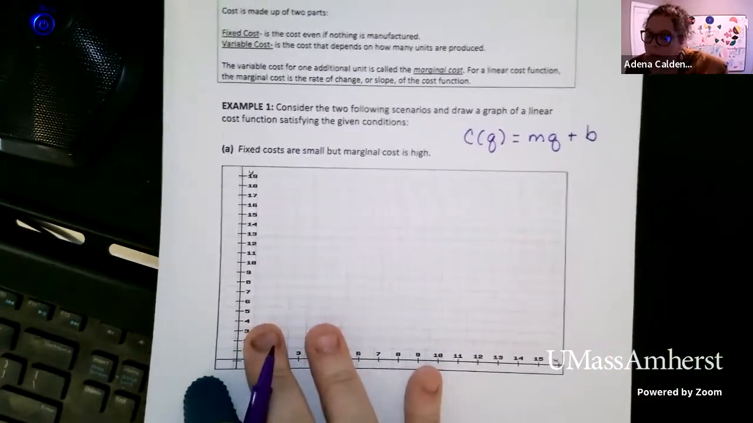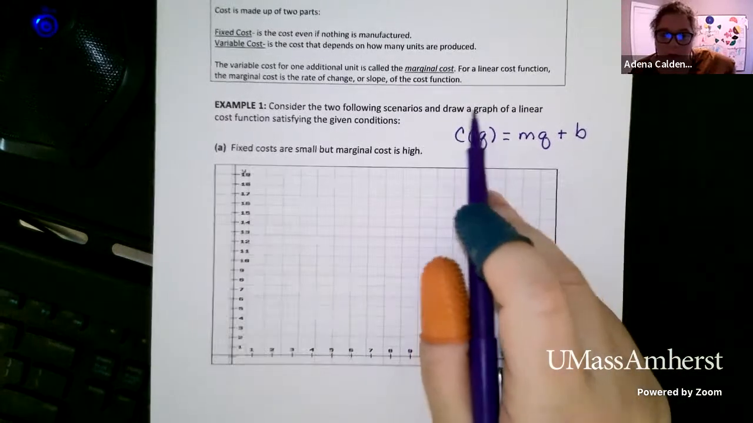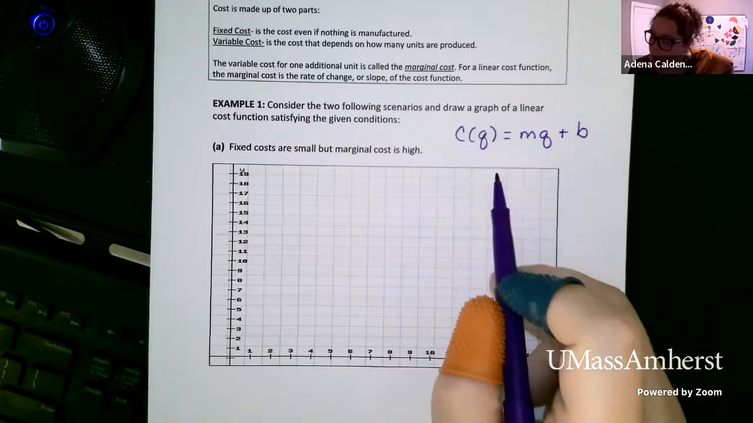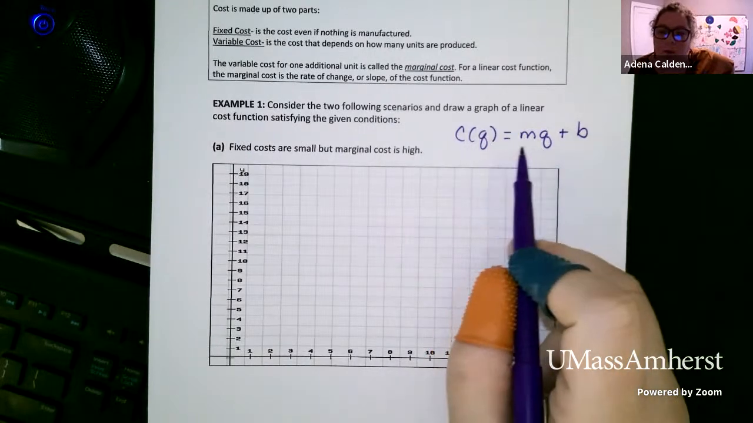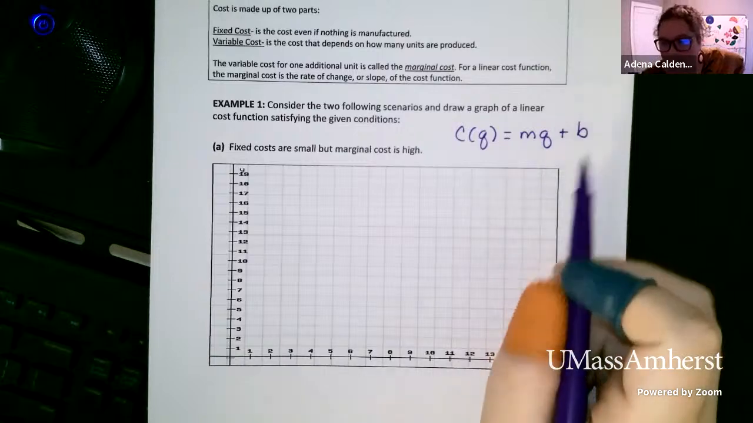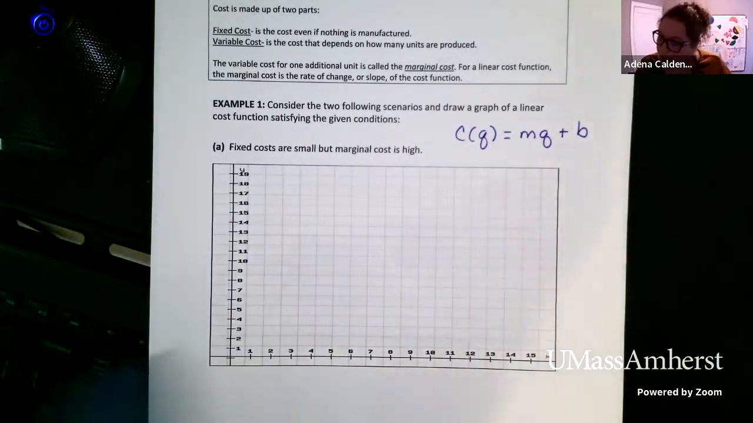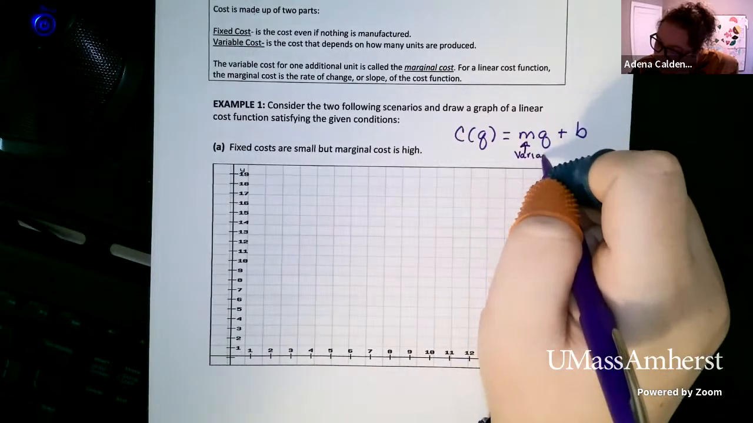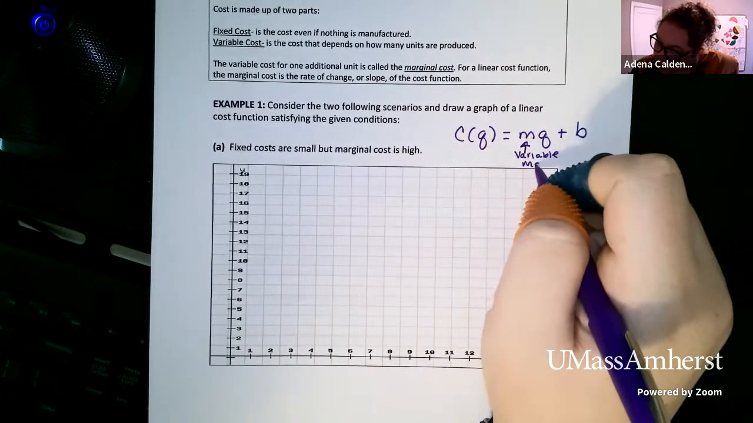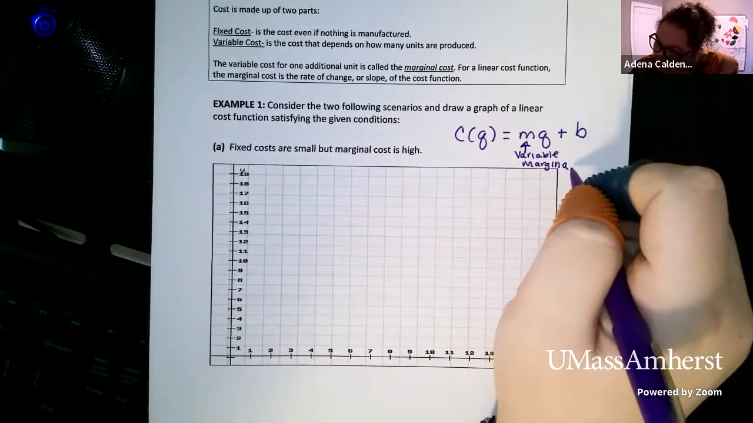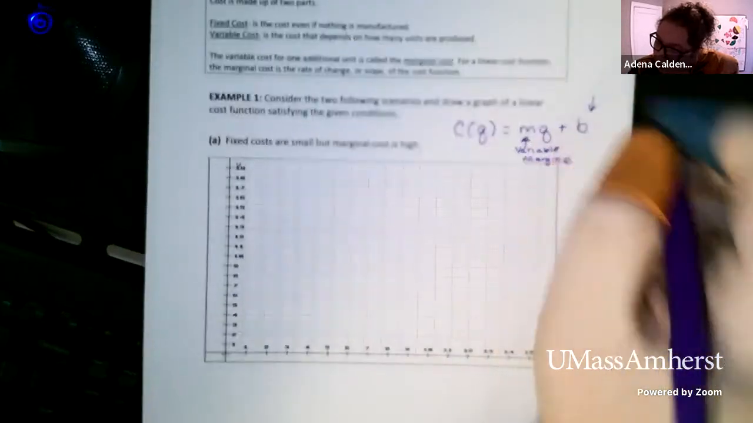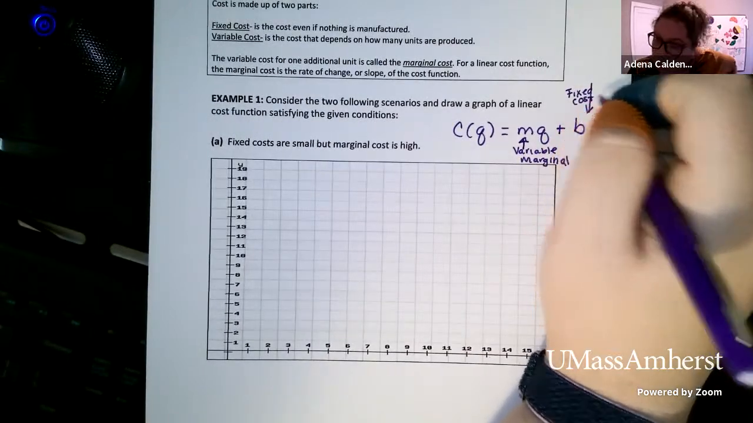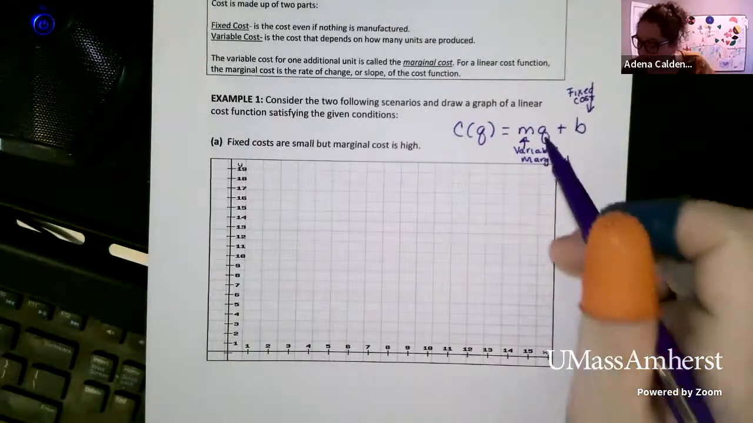Okay. So when we talk about a cost equation, we said we call it C of Q, right? That's our dependent variable. So Q is our independent variable. So instead of mx plus b, we're going to have mq plus b. So just as a reminder, the m is the variable or marginal cost. And then the b is our fixed cost. Okay, so how much it costs, even if Q is 0.